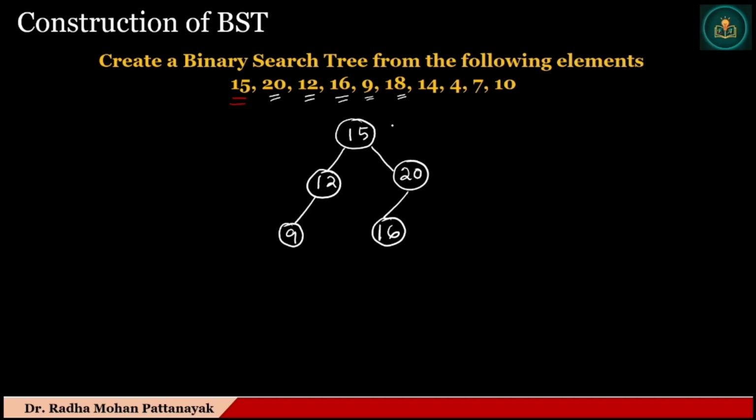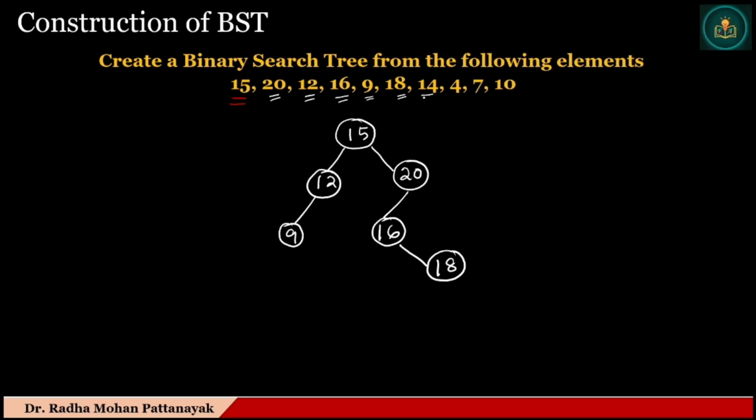Then move to 18. Compare 18 with 15. 18 is more than 15, that's why come to the right side. Then compare 18 with 20. 18 is less than 20, so come to the left side. On the left side 16 is there, so compare 18 with 16. 18 is more than 16. That's why you put 18 on the right side of 16.